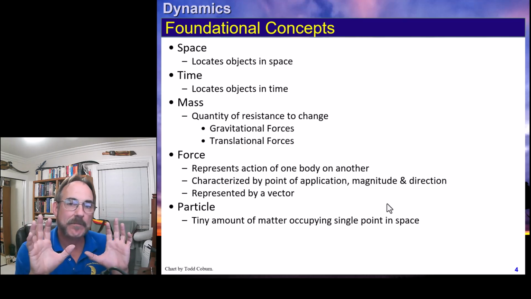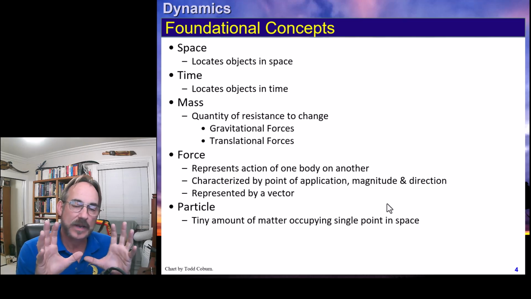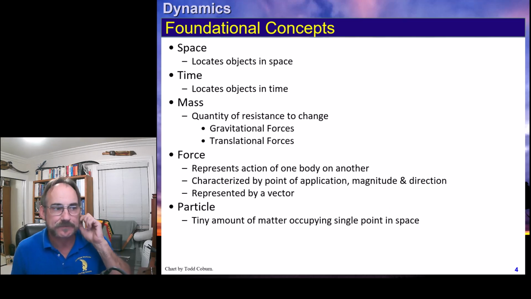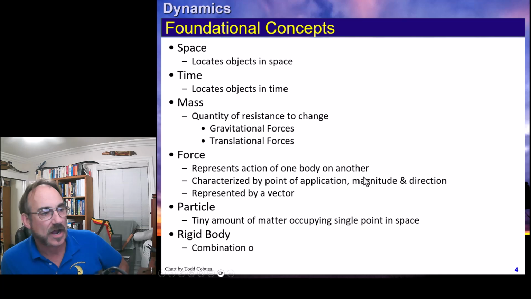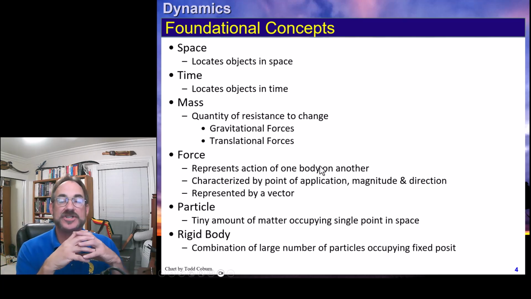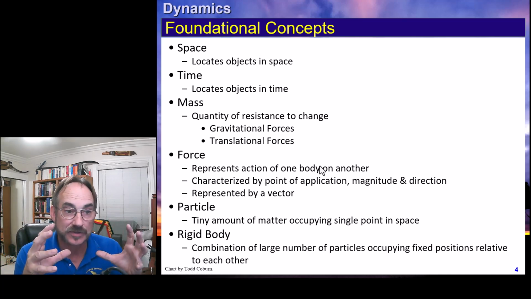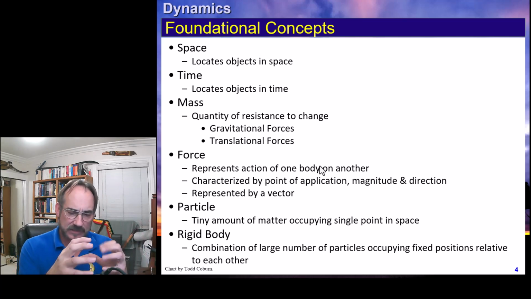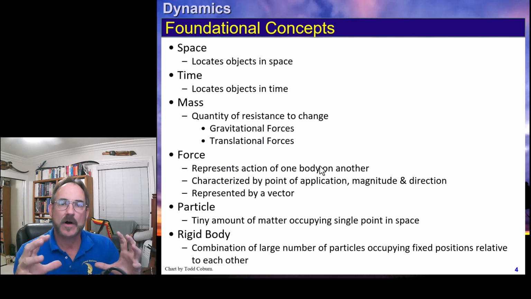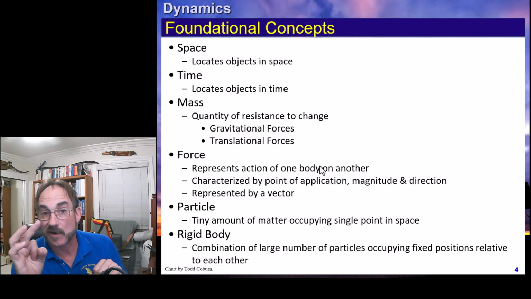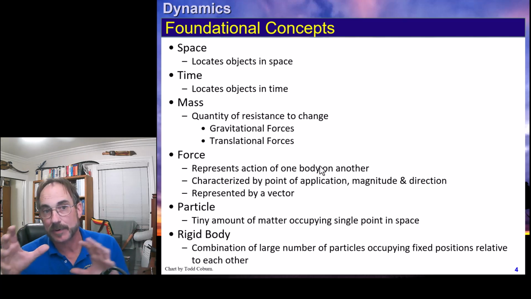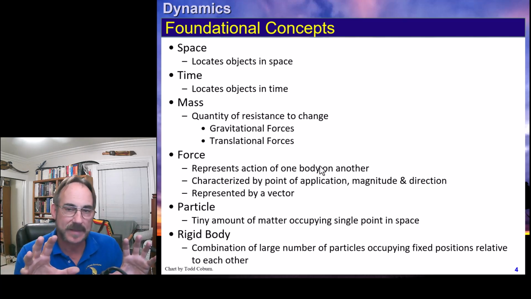And we're going to talk about particles, where we can assume that a particle is some tiny amount of matter at a tiny little point in space. And we're going to talk about rigid bodies, which are a combination of a bunch of particles, but they have fixed positions. Let's say you have a tiny little ball and a huge ball. You could say the little ball is a particle and the big ball is a rigid body. Really, you could deal with both of these as a particle. We're going to study that a little further in a minute.